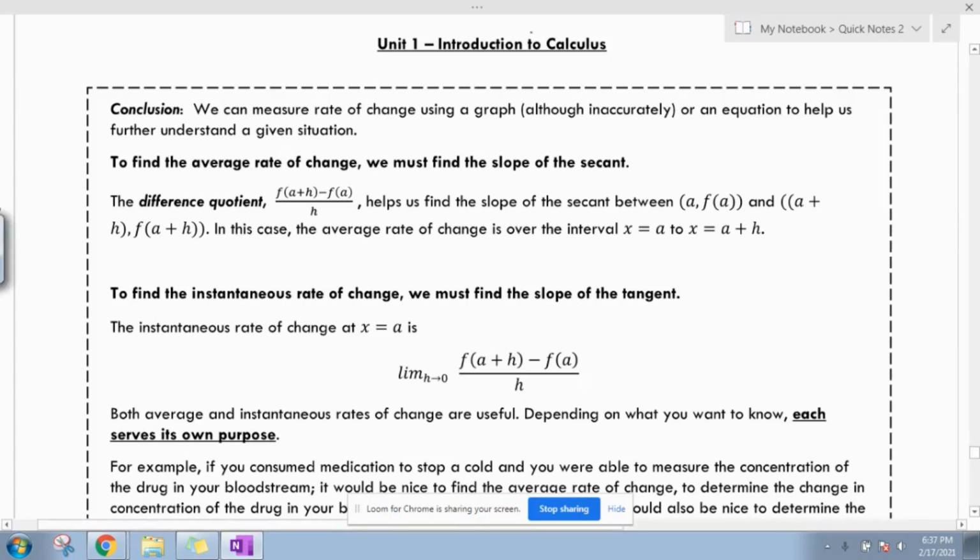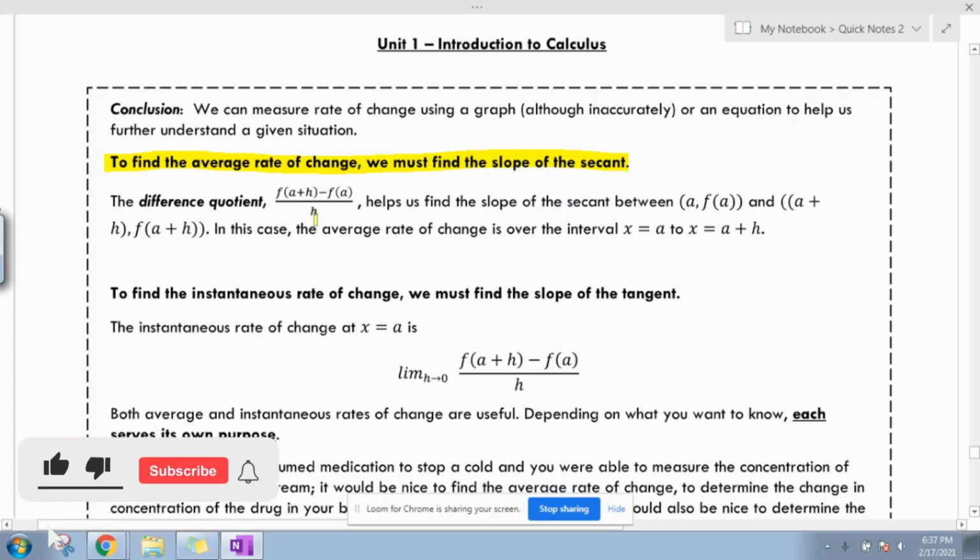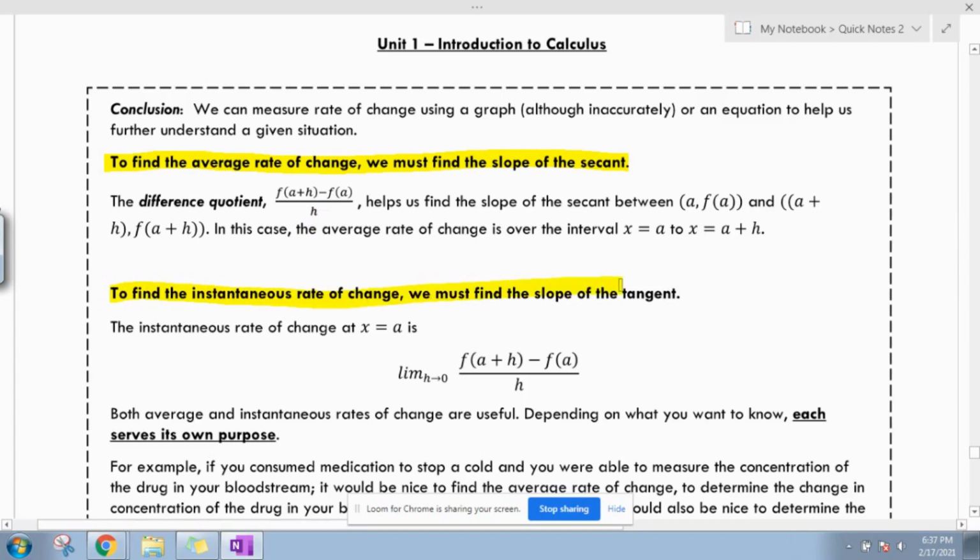Now, the key takeaway from this lesson is the following. In order to figure out your average rate of change, you need to find the slope of your secant. Use the regular slope formula to help you with this one. I don't particularly like to say use the difference quotient. Use the regular slope formula from grade 9 to help you figure out the slope of the secant. To find the instantaneous rate of change, you're going to have to figure out the slope of the tangent. And that's where the formula that we learned from yesterday is going to be very helpful for us.